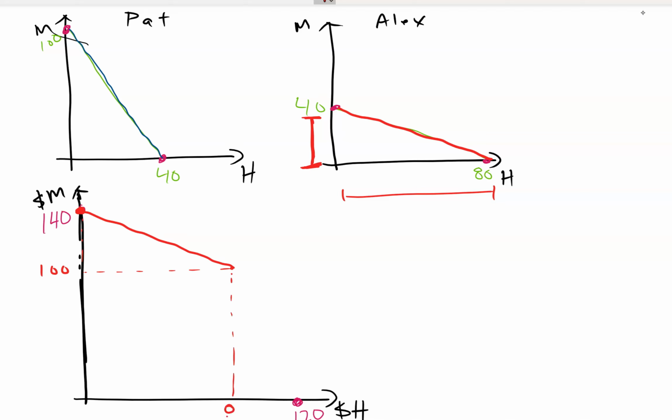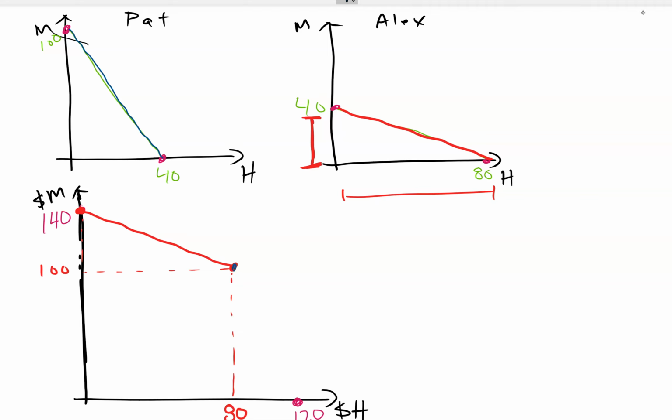Really what we just did was, I can't do it on here for you to see, but you can think of it as picking up Alex's PPF and placing it there. Once we get to this point, Alex is doing 100% home goods, producing 80, and Pat is doing 100% market goods, producing 100. And from there, it's time for Pat to start doing home goods.